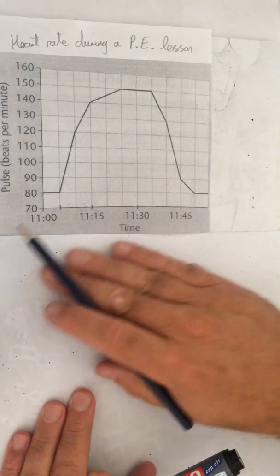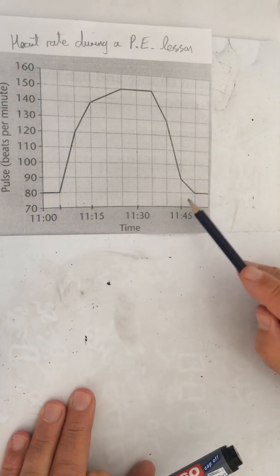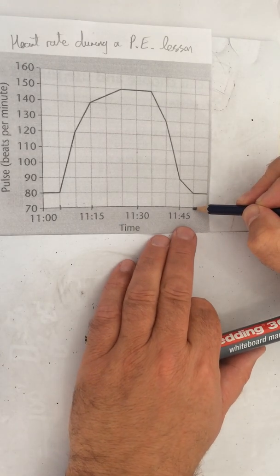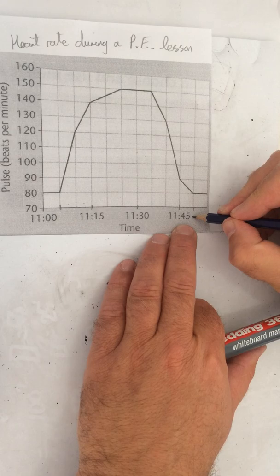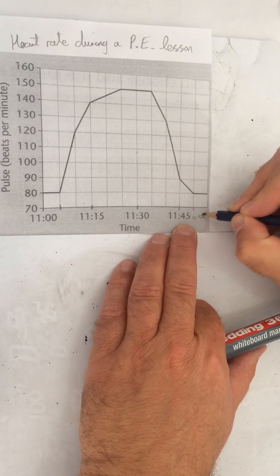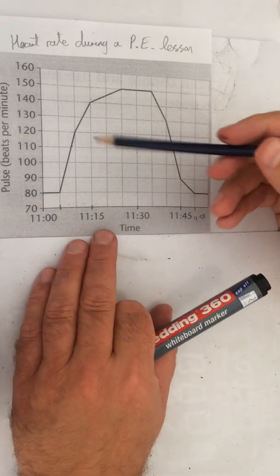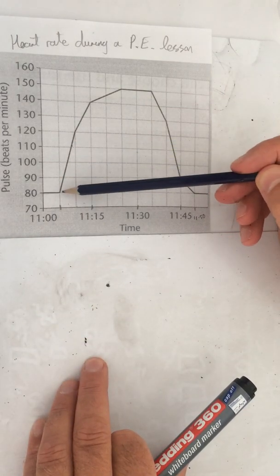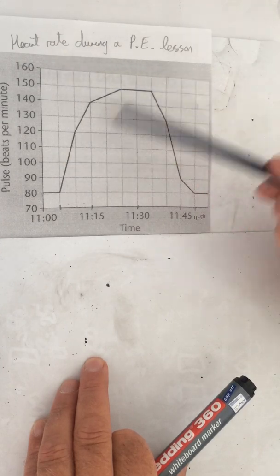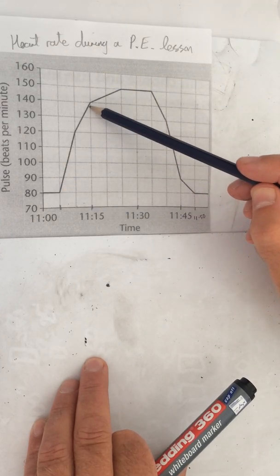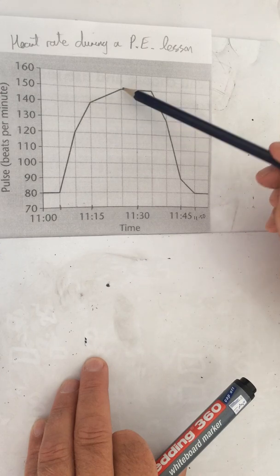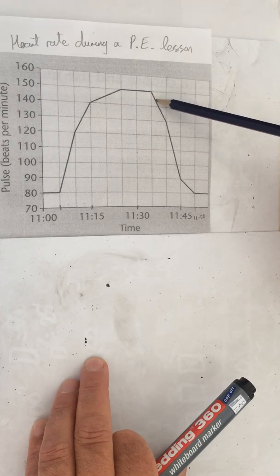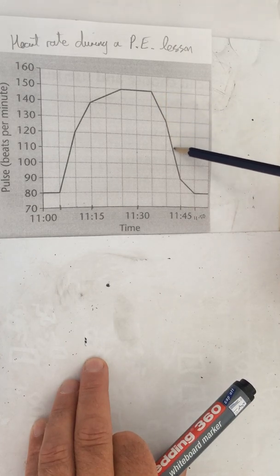So we can see there, it's here at 11:45, and then it probably finishes here, I would say, at 11:50. So we can see at the beginning of the lesson the heart rate is rising. So this is the heart rate during the pre-lesson. It's rising, then it rises again, stays at that level, and then from there it starts coming down. The heart rate starts decreasing.